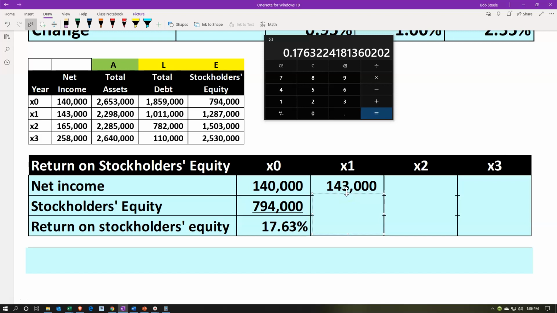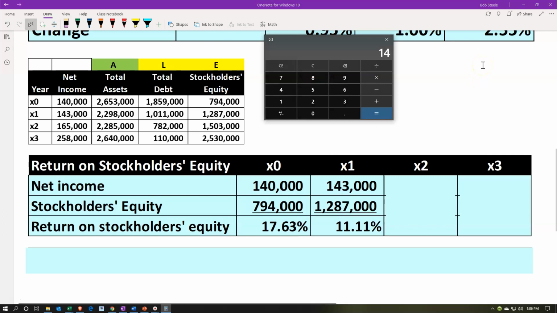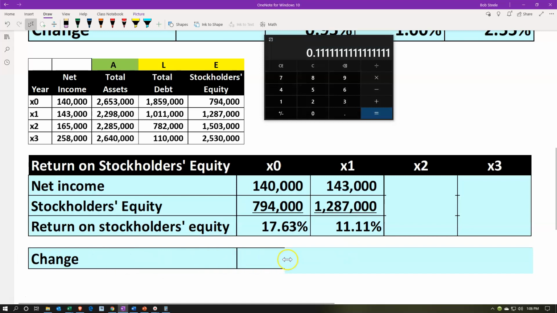So then we got the net income compared to the stockholders' equity for the second year. So what happens to our ratio if we take the 143,000 divided by the 128,700, we get the 11.11. We would like this ratio to be going up, but it's not going up, it's going down here. So this is a negative trend on the ratio. The decline rate was a 6.52 rate of decline.